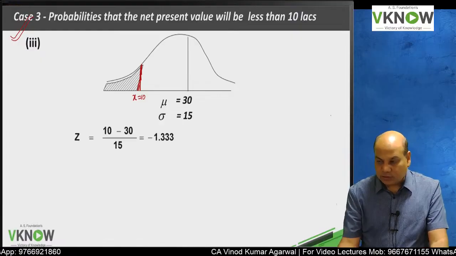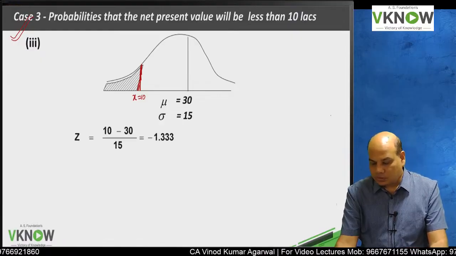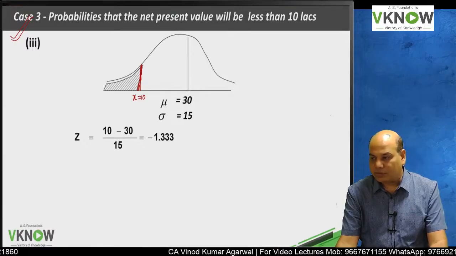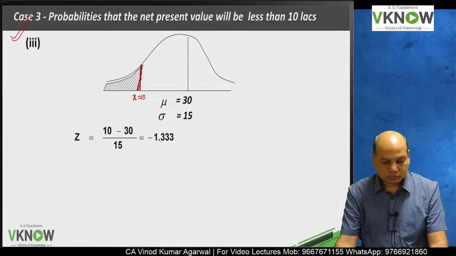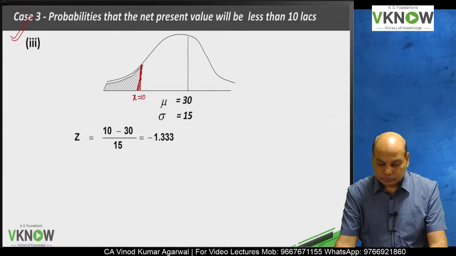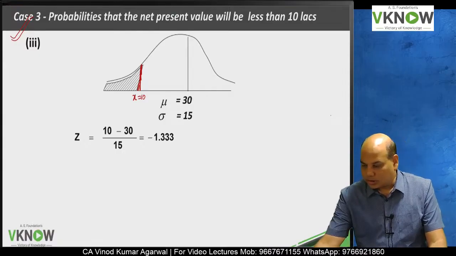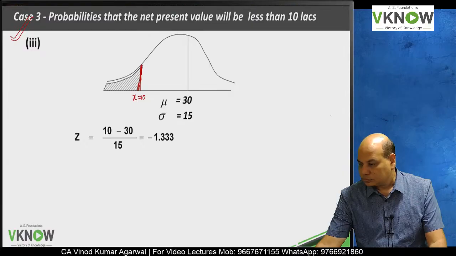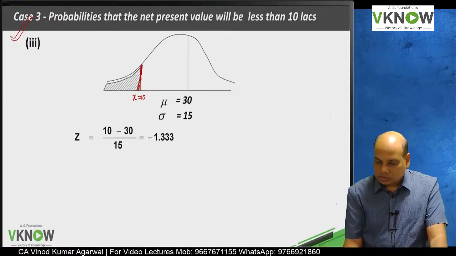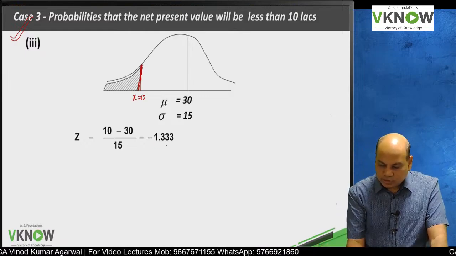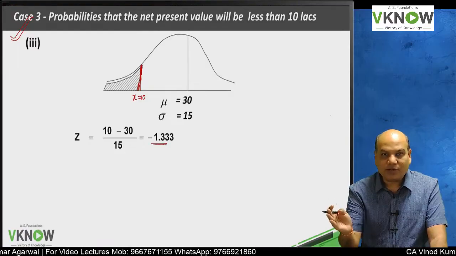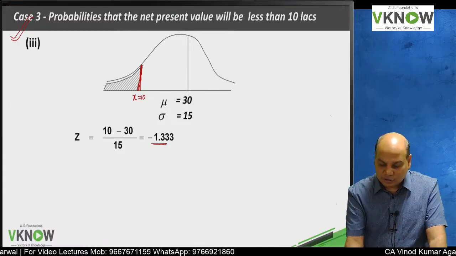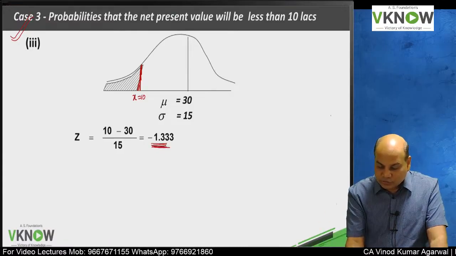After that, find the Z value. Z value is 10 minus 30 upon 15. It comes to minus 1.333. Ignore the negative sign, because the probability is the same whether it is on the left side or the right side. So ignore the minus sign.